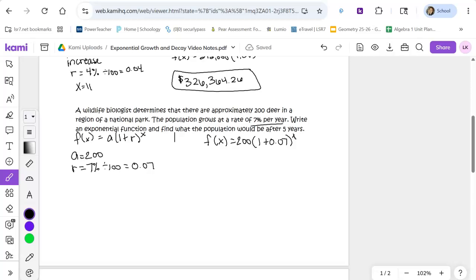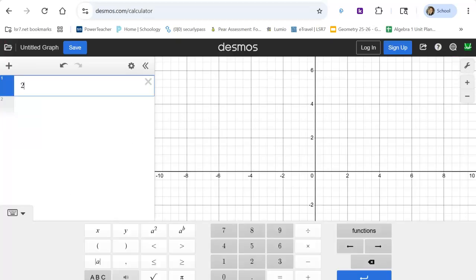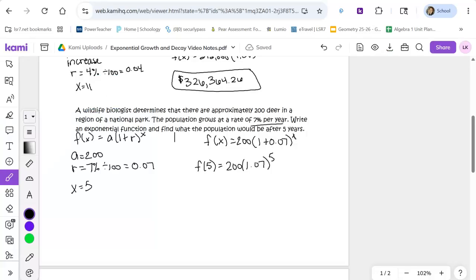Then we are going to put our x is 5 because it's after 5 years. So I have f of 5 equals 200 times 1.07 to the 5th power. So then in my calculator, 200 times 1.07 to the 5th power. So 280.5. You can't have a 0.5 of a deer, so it'd be 281 deer approximately.